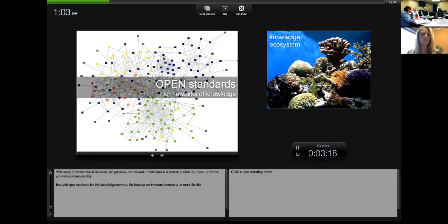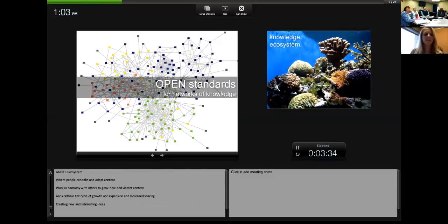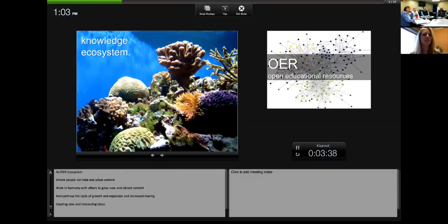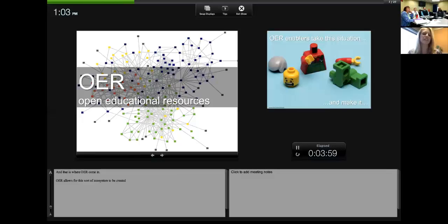With many of the traditional materials and practices, this network of information is locked up, either by license or format preventing capabilities. But with open standards and open education resources for this knowledge network, the learning environment becomes a lot more like this, which is an open education resource ecosystem where people can take and adapt content, they can work in harmony with others to grow new and vibrant content, and continue the cycle of growth and expansion and increased sharing, and create new and interesting ideas and connections. And so this is really when open education resources come in, because it allows for this sort of ecosystem to be created. It allows people to work together.